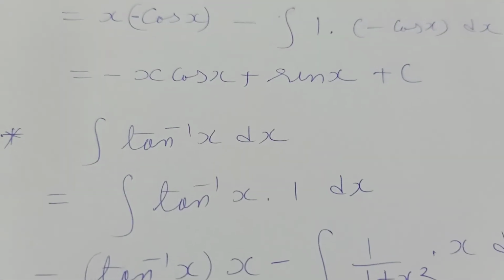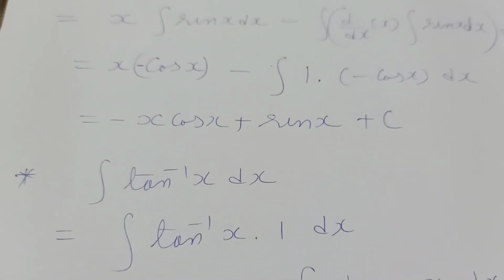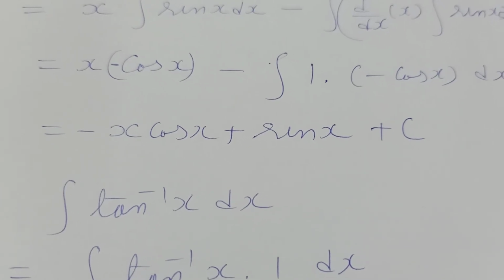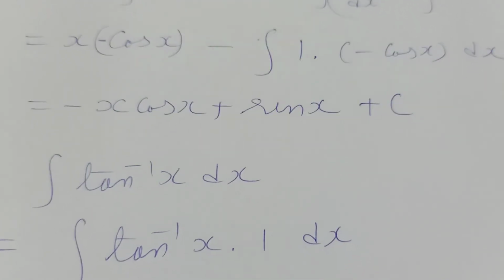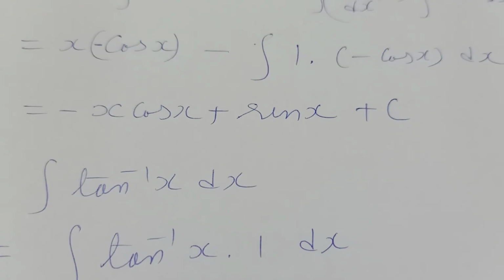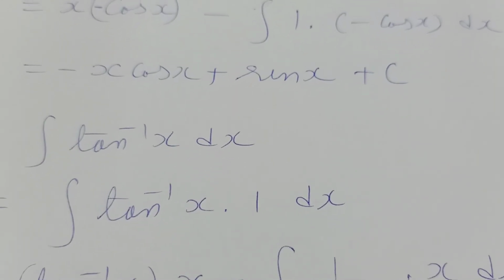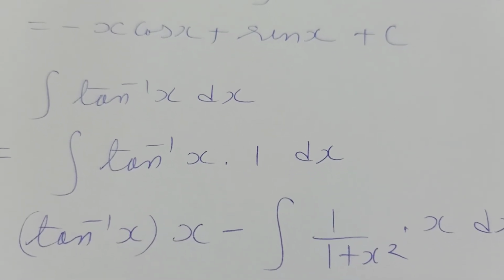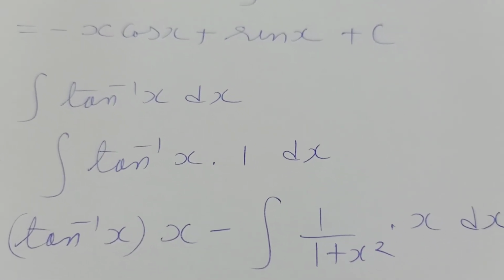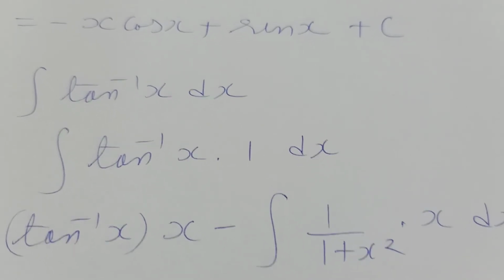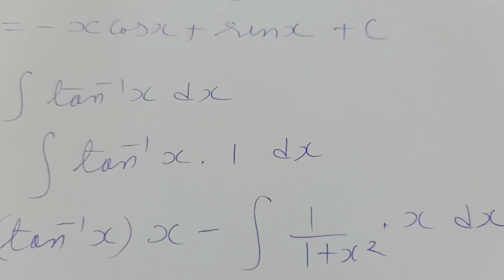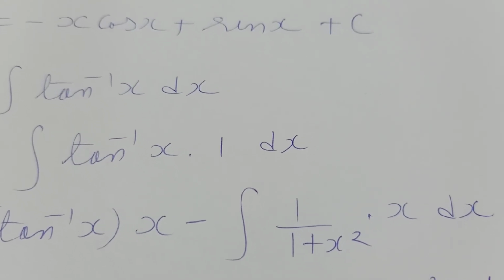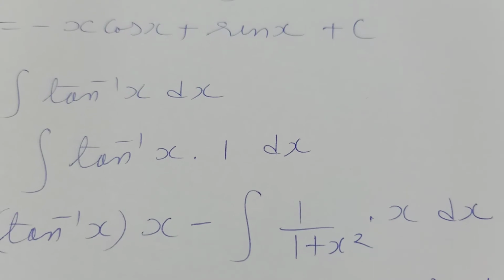Next question we will see is the integration of tan inverse x. Here we can see only one function. If you are given only one function, then you can take 1 as v, a constant function. So here we are taking tan inverse x as u and 1 as v. Now we apply the formula: u as it is, times the integration of v, that is the integration of 1, which is x, minus the integral of the derivative of tan inverse x, that is 1 upon 1 plus x square, times the integration of 1, that is x.